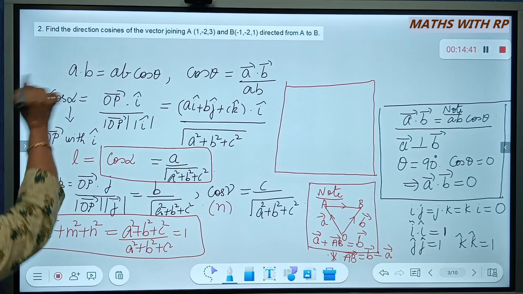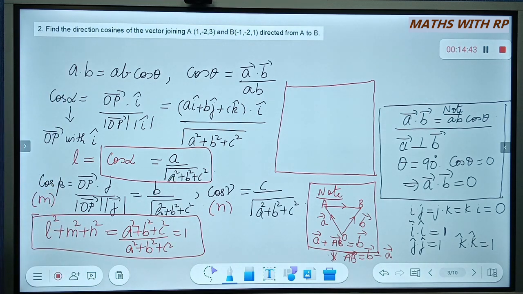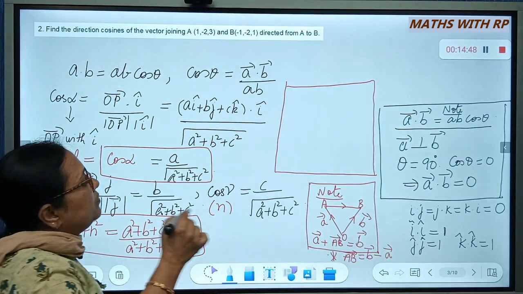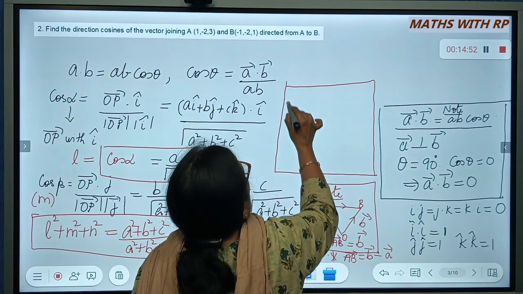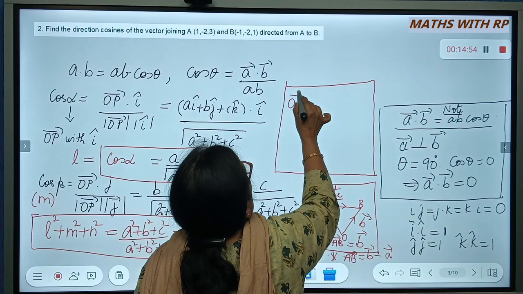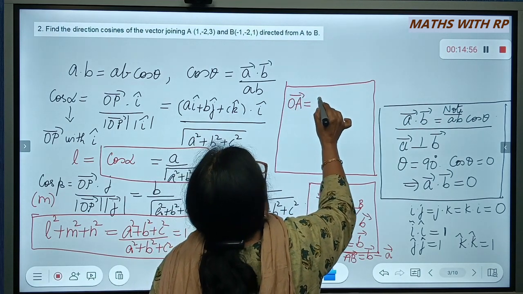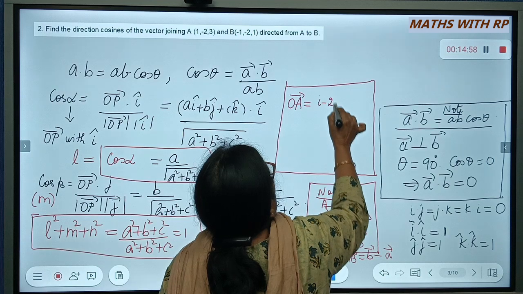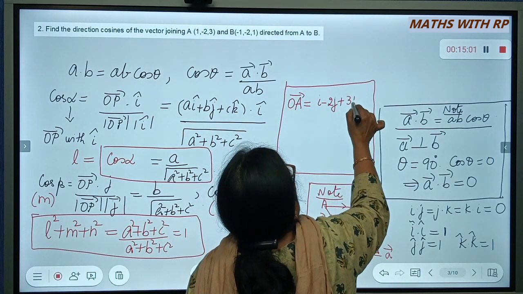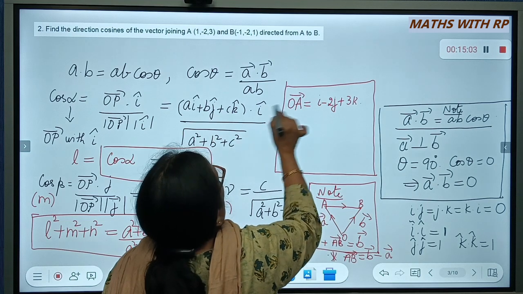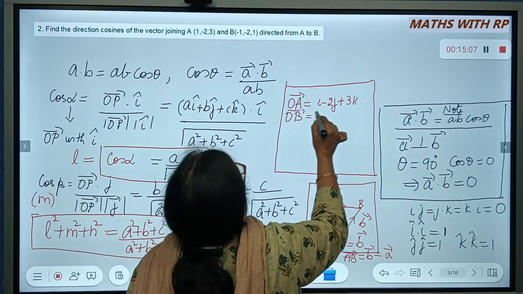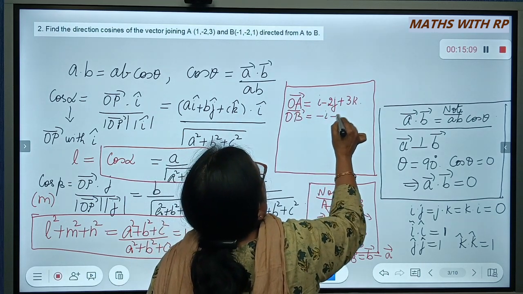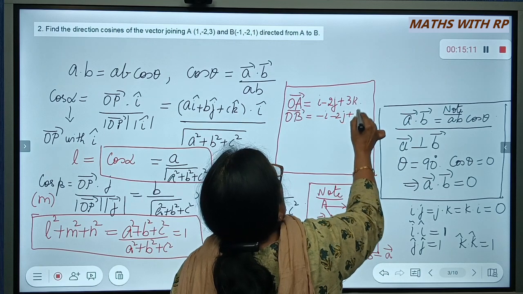Now, let's come to the given problem. Find the direction cosines of the vector joining A and B, directed from A to B. So, these are vertices. What will be the position vectors? OA vector will be i minus 2j plus 3k. What will be OB vector? OB vector will be minus i minus 2j plus k.